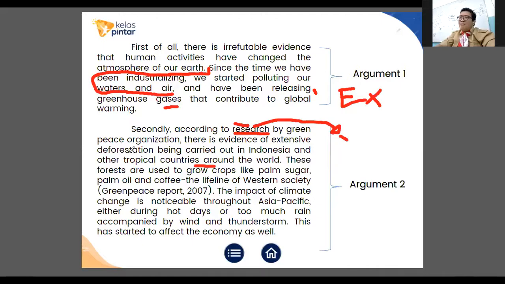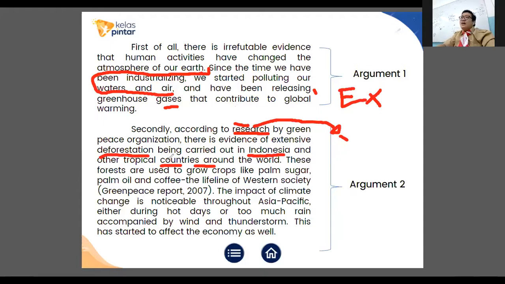Oke, saya mau tanya deh, apa deforestation? Siapa tahu, what is the meaning of deforestation? Penggundulan hutan. Oke, penggundulan hutan ya. Dia buktikan bahwa, hey, global warming ini kita bisa lihat loh, ada bukti-buktinya nih, polusi air, polusi udara, penggundulan hutan, ya, deforestation in tropical countries around the world, including Indonesia. Di Indonesia juga terjadi fenomena. Ini kan penelitian ya, research.